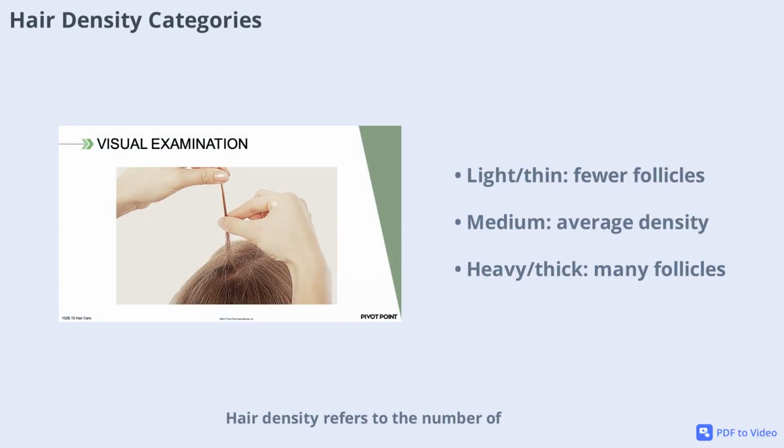Hair density refers to the number of hair follicles per square inch on the scalp. There are three main categories: light or thin, medium, and heavy or thick. Understanding a client's hair density is crucial for recommending appropriate styles and treatments. For example, thick hair may require different cutting techniques or products compared to thin hair. Always tailor your approach to the individual's density for the best results.